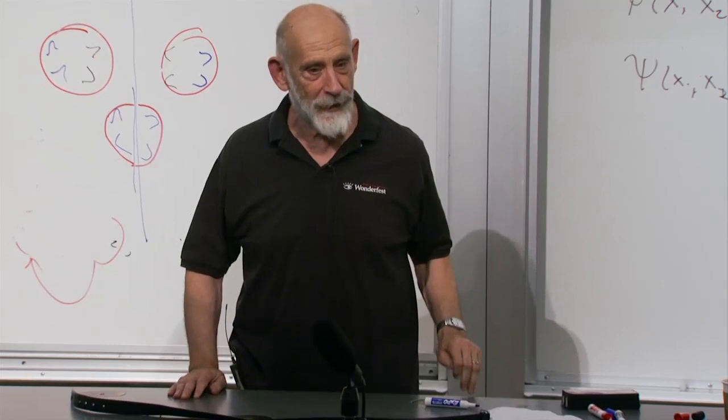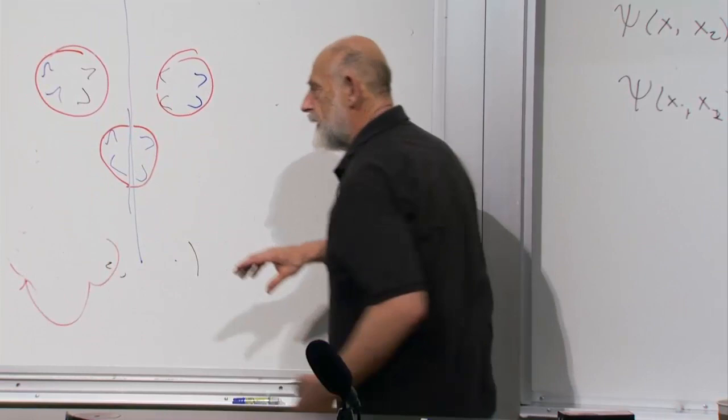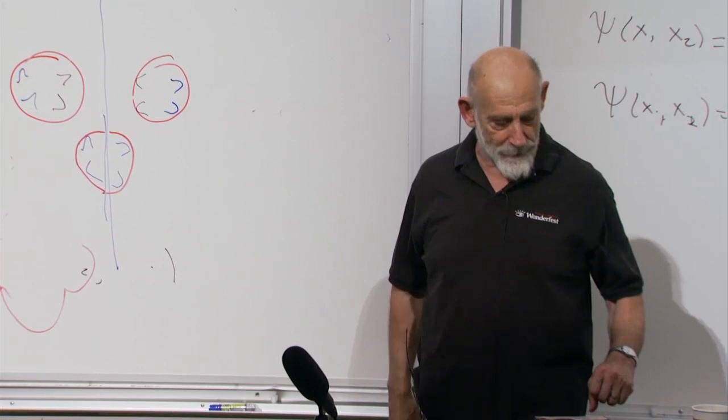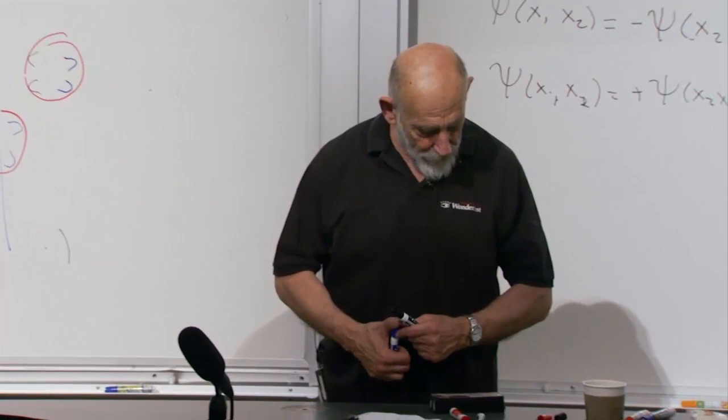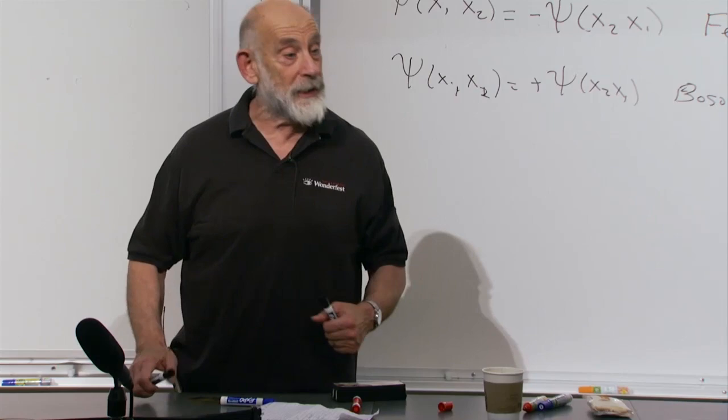Create a pair of lumps. Right. So you can create this pair of lumps. You can create another pair of lumps over here. And you can rotate one of them by 2 pi, interchange the others, and be certain from the topological theorem that it's the same as doing nothing.